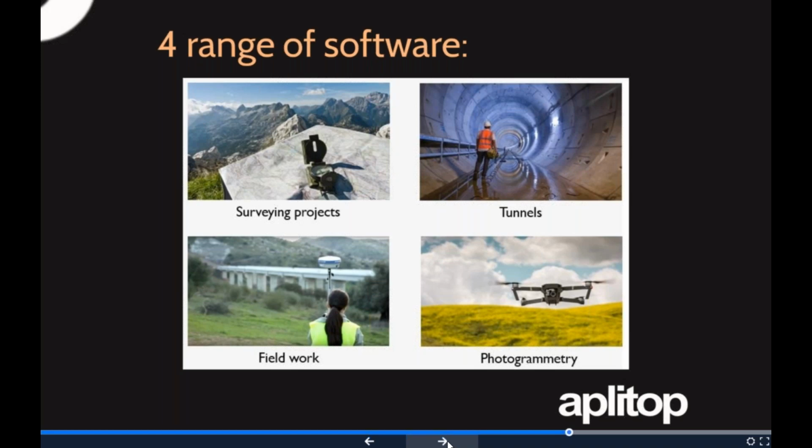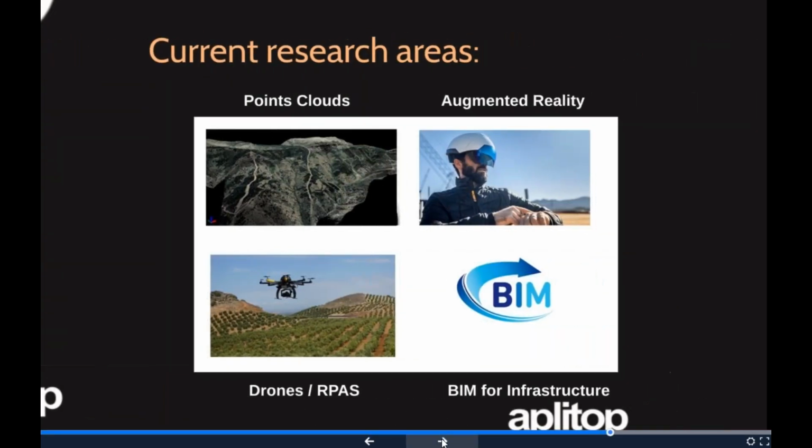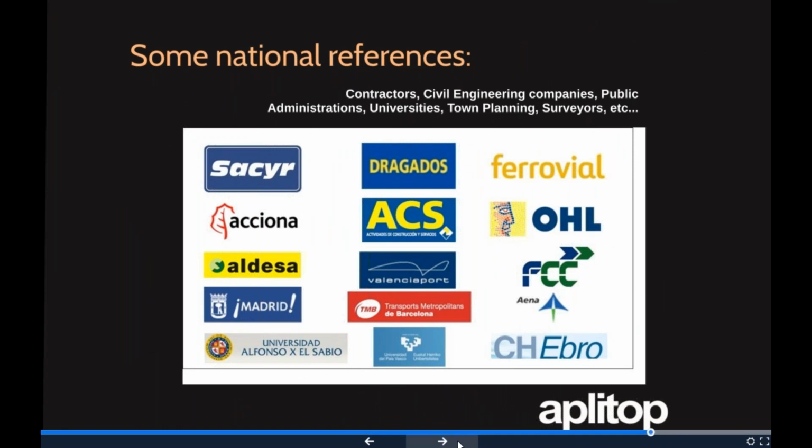Applitop has four families of software: surveying projects, which we will see today with one module specifically; tunnel projects; field work with your GNSS, on both Windows and Android; and photogrammetry. Applitop is currently working on new point cloud management software, augmented reality, drone, and BIM for infrastructure. Our national references are the biggest Spanish contractors working around the world, like Sacyr or Acciona. We also have great implementation in different universities.